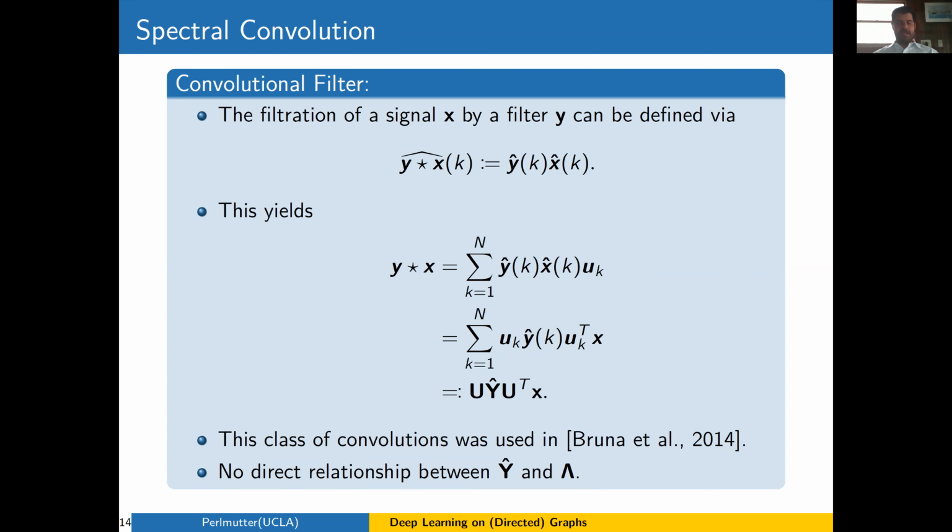And this was exactly the class of convolutions which was used in the first paper that used a spectral neural network on graphs, which was introduced by Bruna et al. 7 years ago. And this was a great paper that basically invented this overall family of methods of spectral neural networks for graphs. But since then, there's been a lot of work on overcoming the limitations of this network. And the biggest one of these is that there's no direct relationship between this diagonal matrix y hat and the eigenvalues of your Laplace operator.